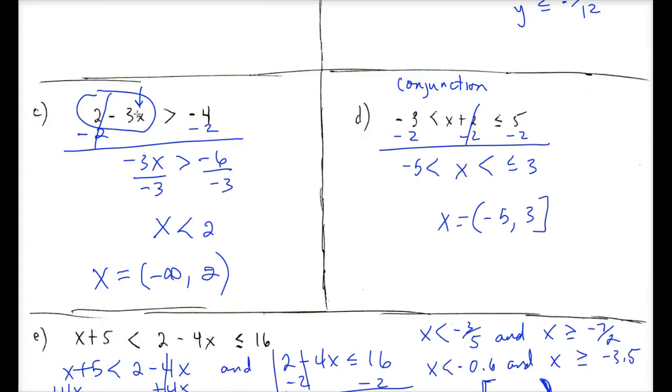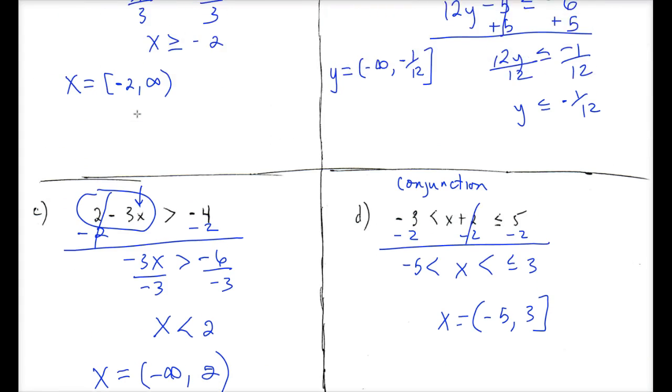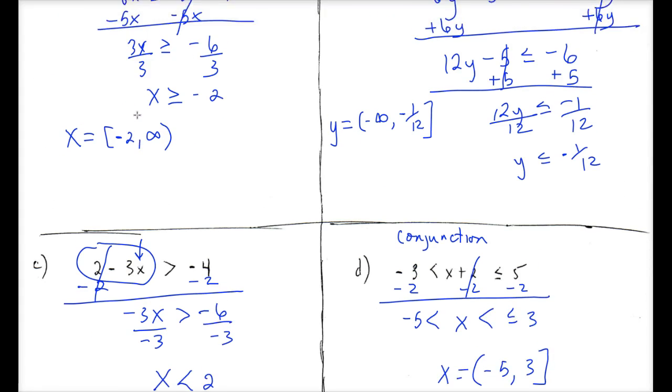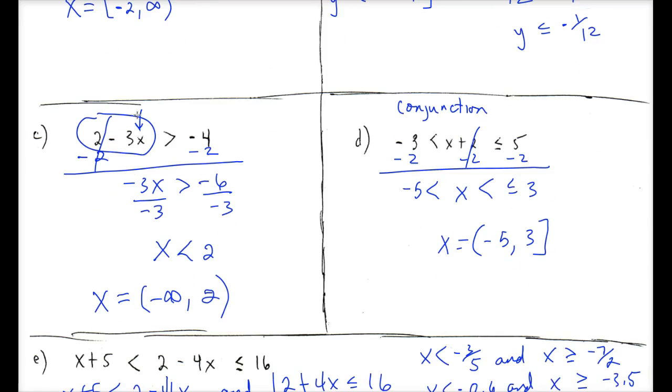So let me go back here. In the case of D, if you remember, we actually had two things that we were saying. We said x had to be greater than -5, and on top of that, we said x had to be less than -3. So we were trying to find the intersection of these two solution sets. So that's what a conjunction is.